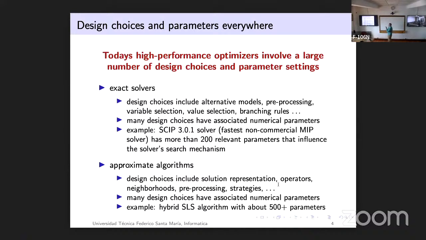For approximate algorithms, the design choices include the solution representation, operators, the neighborhoods, preprocessing strategies, and so on and so on. Many design choices also have numerical parameters. Yeah? And here an example is a hybrid SLS algorithm with about 500 plus parameters. And this I will show you, yeah, in the second part.